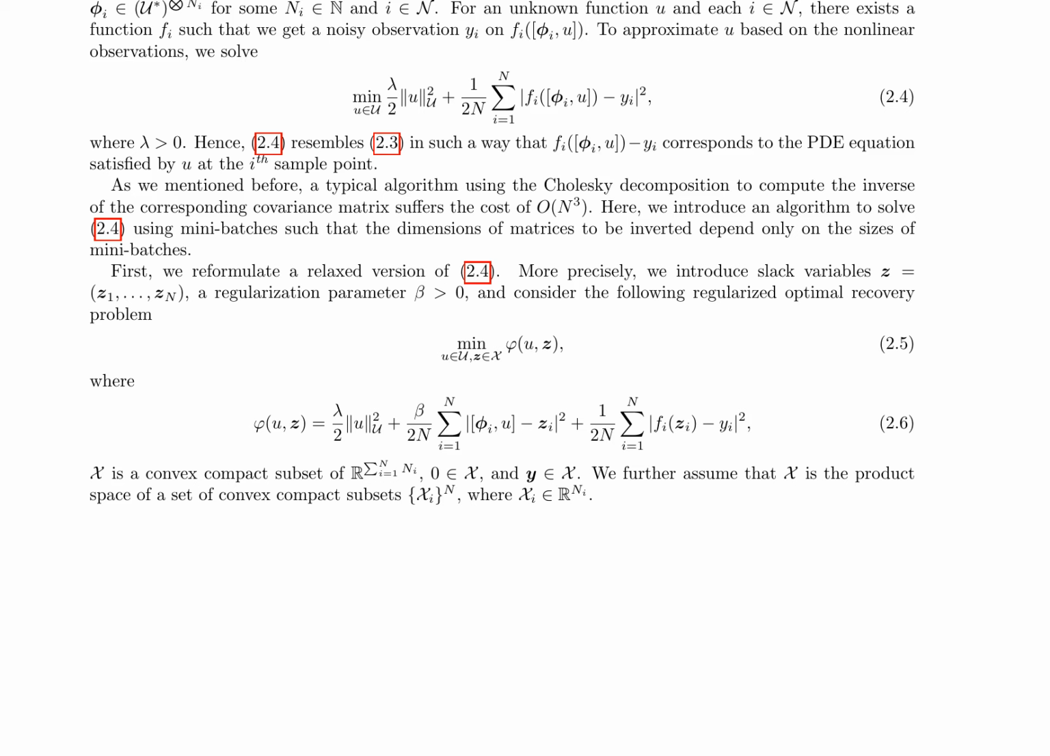The authors assume that the set X is a convex compact subset of R^P, where P is the sum of dimensions of the slack variables, and that X is the product space of a set of convex compact subsets, X_i for i up to N, where X_i is a subset of R^(N_i).